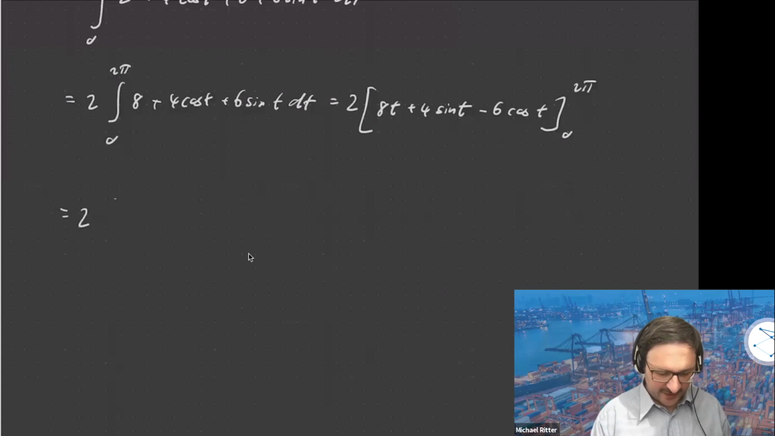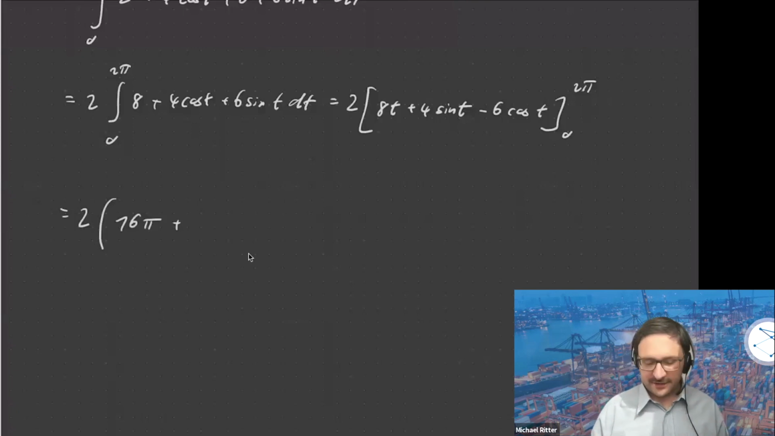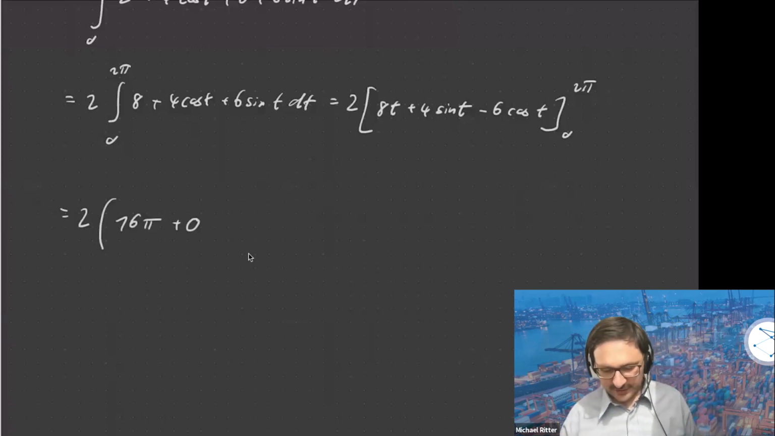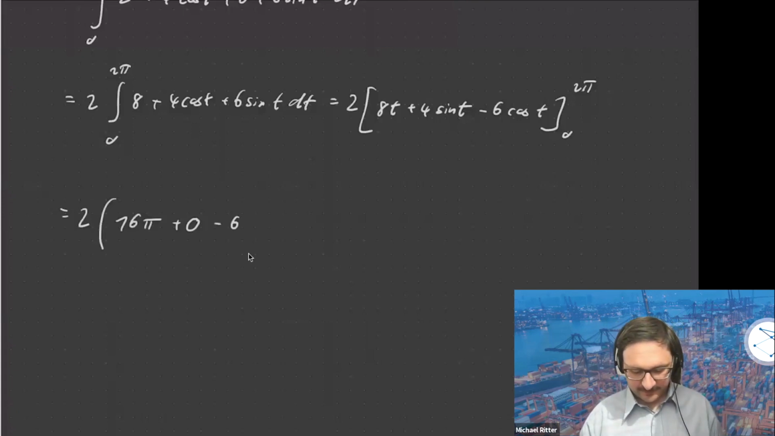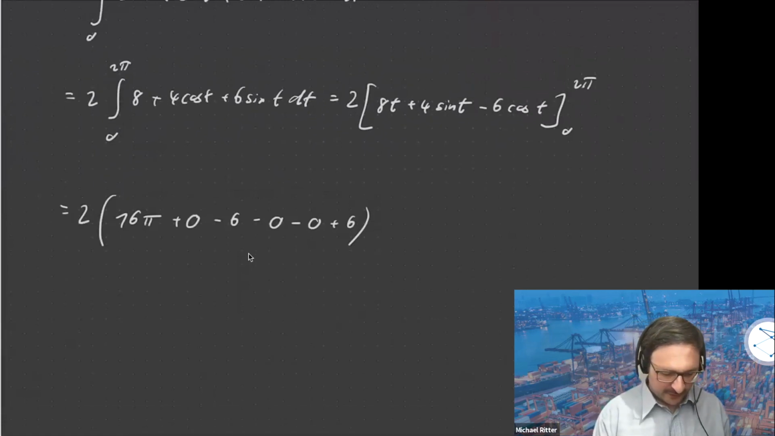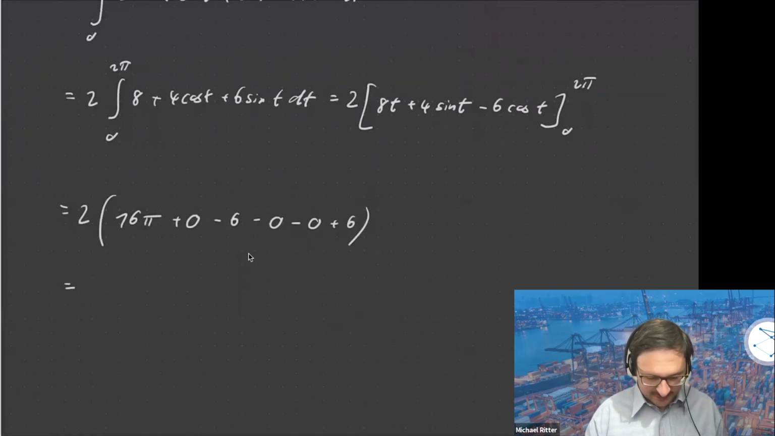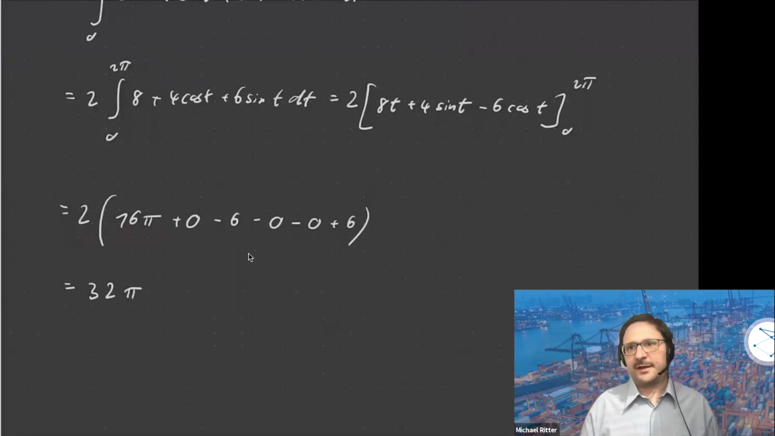And now we just need to evaluate that. So for the upper bound, we get 8 times 2 pi, that's 16 pi, plus the sine at 2 pi, that is 0. The cosine at 2 pi is 1, so we get minus 6. And then minus the lower bound, that's minus 0. Minus, well, the sine at 0 is again 0. And the cosine at 0 is again 1, so that's plus 6. Okay, so we are left with minus 6 plus 6, let's cancel out. So the only thing left is that 16 pi here, and of course the 2. So what we get is 32 pi. And that's the value that we were looking for.